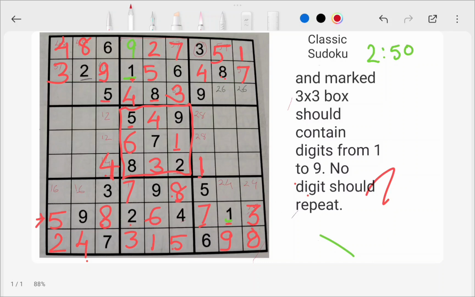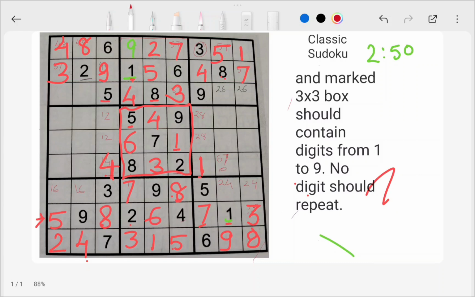Now check this box. 1, 2, 3, 4, 5. Only 6 and 7. So this must be 6 and 7. I'm trying to write all the possible candidates. So this is 6 and 7.